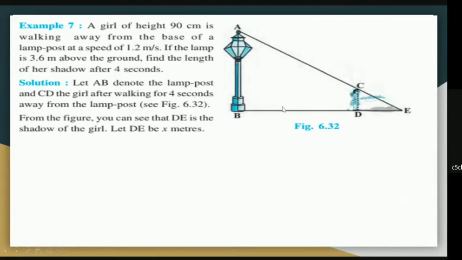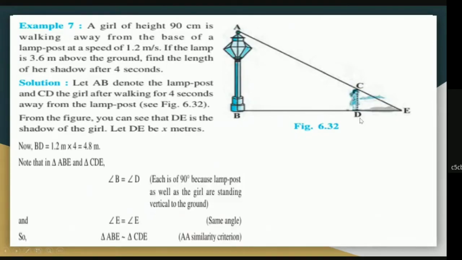Let AB denote a lamppost and CD be a girl. After walking 4 seconds away from the lamppost, let the distance DE be x meters. Then BD will be equal to 1.2 into 4. The speed of the girl is 1.2 meters per second, and time taken is 4 seconds. So distance traveled will be equal to speed into time, which is equal to 4.8 meters.